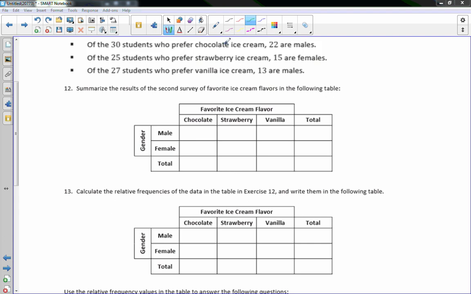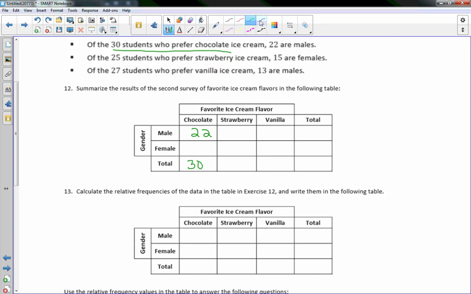Of the 30 students who prefer chocolate ice cream. So that's the total. So here's chocolate. So we now know that there is a total of 30 students. Of the 30 students who prefer chocolate, 22 are male. I'm just going to enter the given information first.